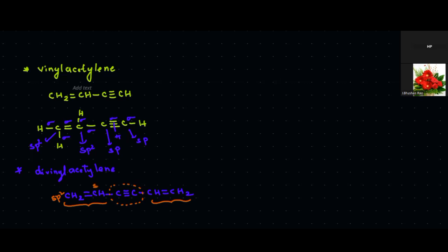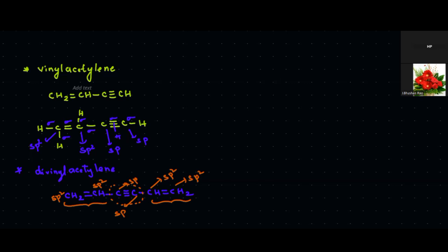Now this carbon here has 1 sigma, here 1 sigma, and the remaining 2 pi bonds. So this carbon is sp hybridized. What about this one again? sp hybridized, the same type as these two. Again this carbon sp2, this carbon also sp2. So we can easily identify the hybridization of the central atom given in a molecule.